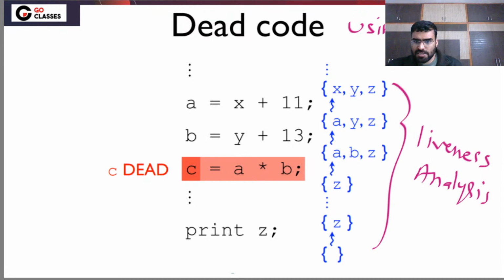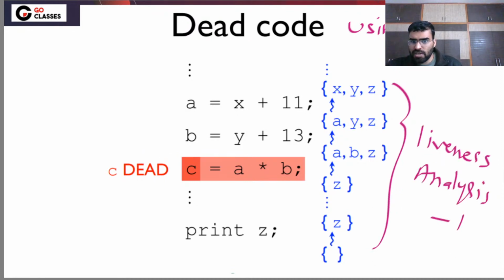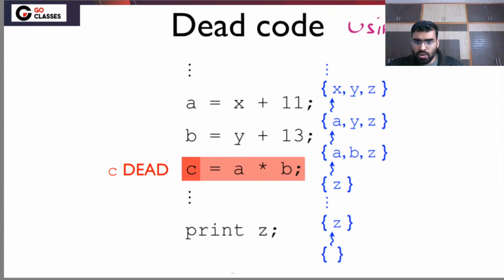This is your liveness analysis. Okay. Now what you have done? This is your dead code elimination 1. So this is liveness analysis 1, and this is dead code elimination 1. Now can I stop here? No, I cannot stop here.